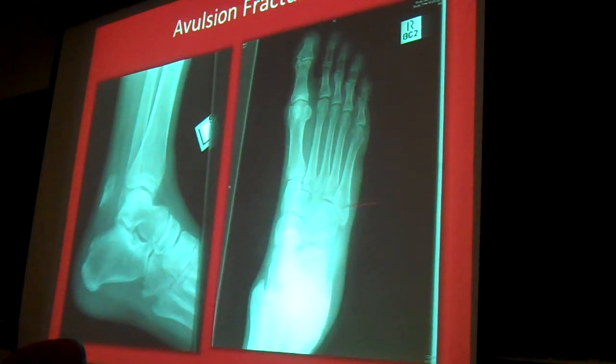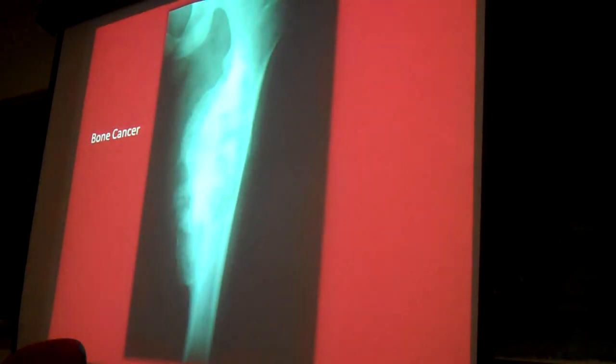And this is a relatively older person. You see some thinning of the bones here. It looks like a little osteoporosis. So that's probably why it didn't take too much of an ankle sprain to break that. We're almost to the end here.